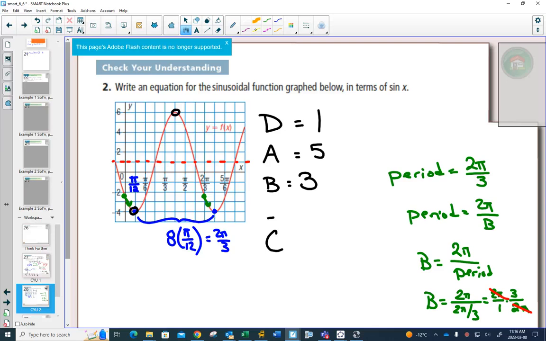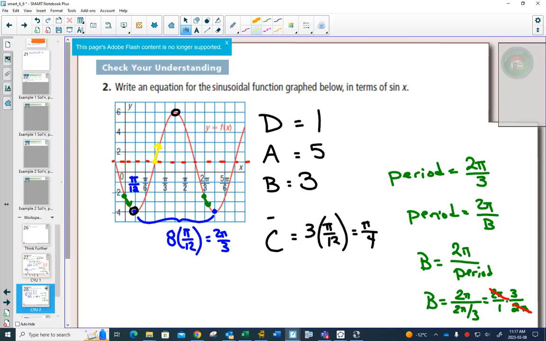So I'm going to take my yellow pen out here. I'm going to find my center line. I'm going to find the point right there where it's in the middle, going up. That is 1, 2, 3 squares to the right. Each square was pi over 12. 3 squares to the right then would be pi over 4.